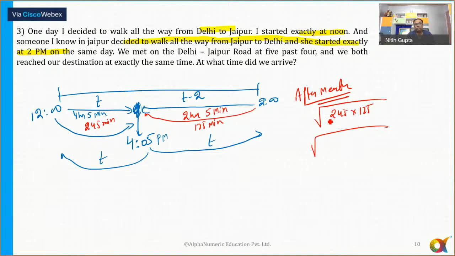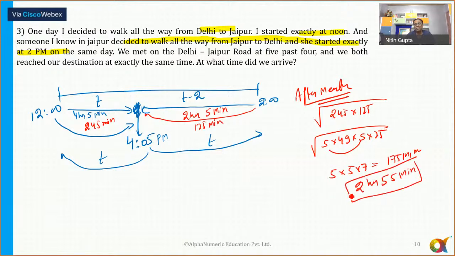And what is the square root of 245 into 125? Let me see, 245 is basically equal to 5 into 49, and 125 is 5 into 25. So I can say 5 into 5, and its square root is 5 into 5 into 7, which is equal to 25 into 7, 175 minutes. So 175 minutes means 2 hours and 55 minutes. So after 4:05, they will take 2 hours and 55 minutes. So 4:05 plus 2 hours and 55 minutes comes out to be 7 p.m. And this is the answer.